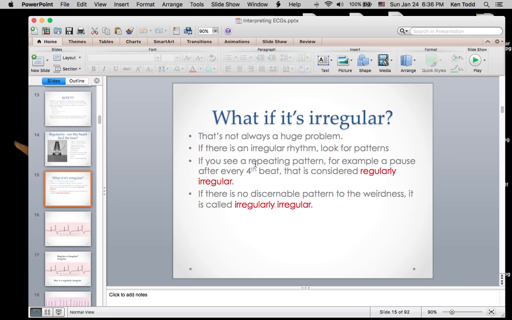So it's not always a big problem if it's irregular, but you want to see if things are regularly irregular or irregularly irregular. And that's kind of a mouthful to say, but if it's a repeating pattern, like say it's missing every 3rd beat or every 4th beat, and that pattern repeats itself again and again, that's regularly irregular. You know it's irregular, but it's predictably irregular. If it's just this random assortment of stuff and there doesn't seem to be any order to the rhythm, then you would say that's irregularly irregular.